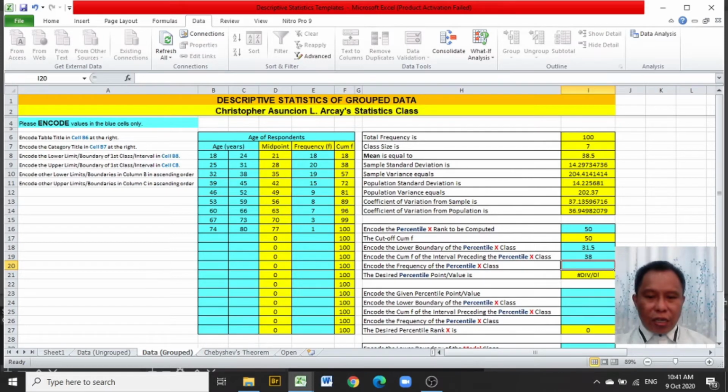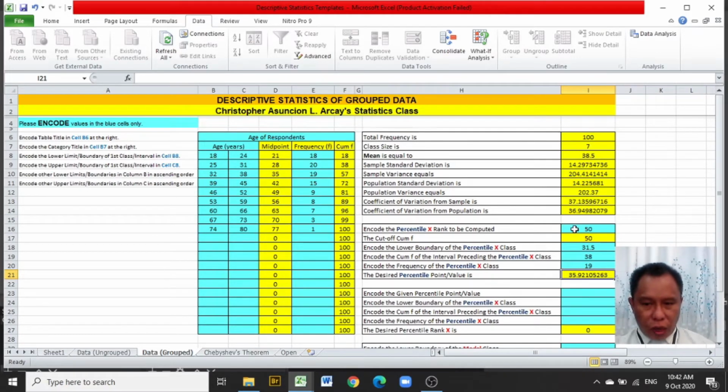The next is the frequency of the median class. Since the median class is 32 to 38, its frequency is 19, so encode 19. Hence, after encoding all of the values, we are given the value 35.92 as the median, or median age, of the group frequency distribution.